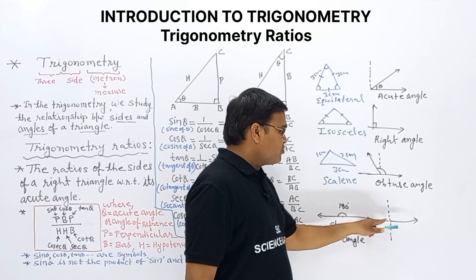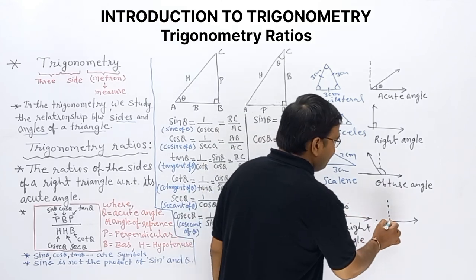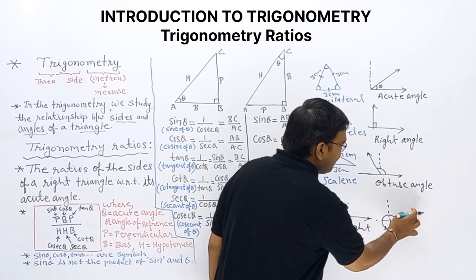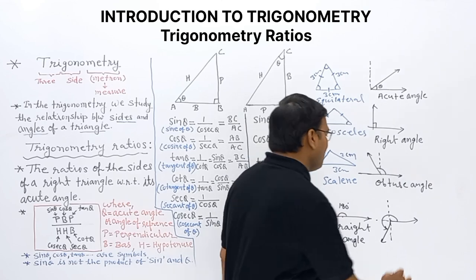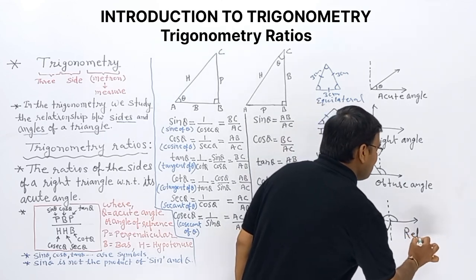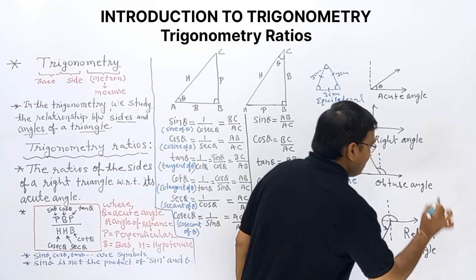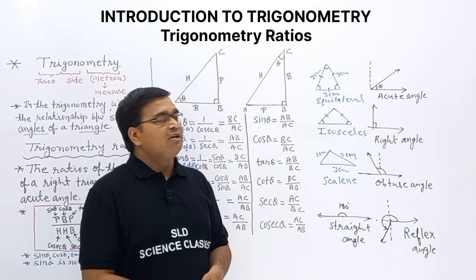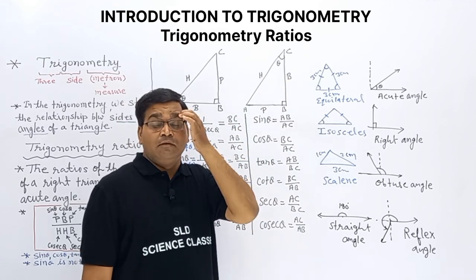If we obtain more than a straight angle, more than 180 and less than 360, that is called what? Reflex angle. So, different types of angles and different types of triangles I explained there.